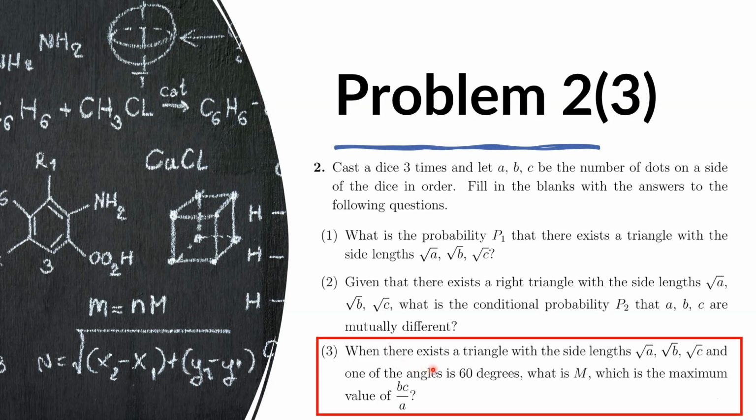When there exists a triangle with the lengths square root of A, square root of B, square root of C, and one of the angles is 60 degrees, what is M, which is the maximum value of BC over A?